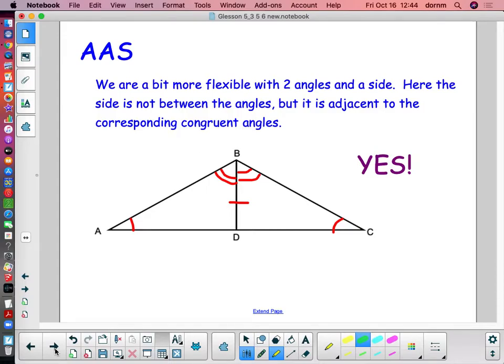Next up is angle angle side, which again sounds exactly like it works. We have two angles and the side that is not between the two angles, a corresponding side. And so again, we see we have one pair of congruent angles, a second pair of congruent angles, and a corresponding side that's congruent in the order of angle, angle, side. So angle, another angle, and a side not between the two angles. Corresponding side.